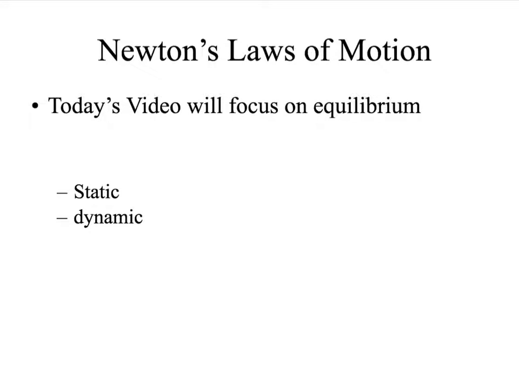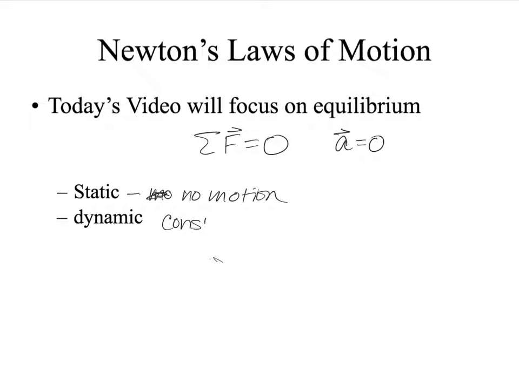In equilibrium, the equation that we use is that the sum of the forces is equal to 0. This means the acceleration is 0. There's 2 types of equilibrium. Static equilibrium means there's no motion. And dynamic equilibrium means the motion is with a constant velocity. Of course, you can see that in both these cases, the acceleration is 0.